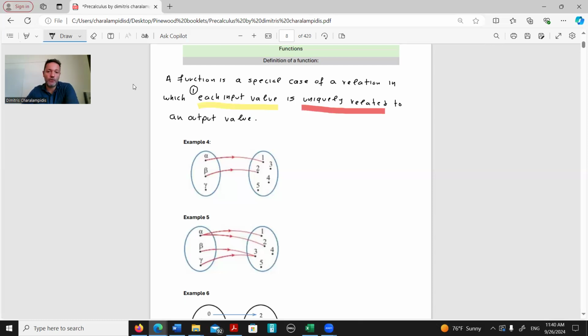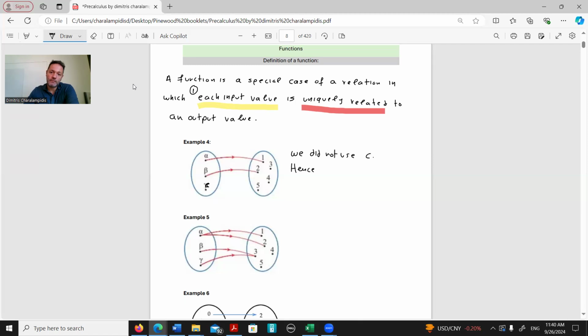In example 4, we do see a mapping diagram of a relation. All of them are relations, in which A is connected to 1, B is connected to 2. We still see that this is the letter gamma. This is like C. Let's call that C. C is not used at all. Is this still a function? No. How do we know? We did not use C.